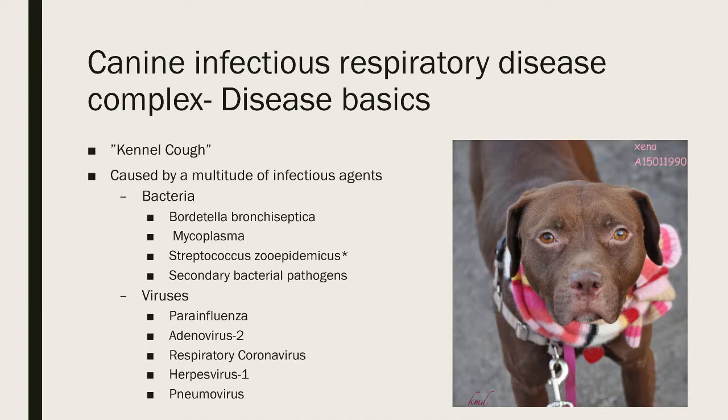And then we've got our viruses. We've got parainfluenza, adenovirus, respiratory coronavirus, herpesvirus, and pneumovirus. You'll see I didn't put two of the bigger, scarier pathogens because I'm going to talk about them individually, but you've got distemper virus and canine influenza as well. All of these guys work kind of together. You can have one by itself or two or three. If you've ever done a respiratory PCR panel, you'll notice that they all work in concert sometimes.